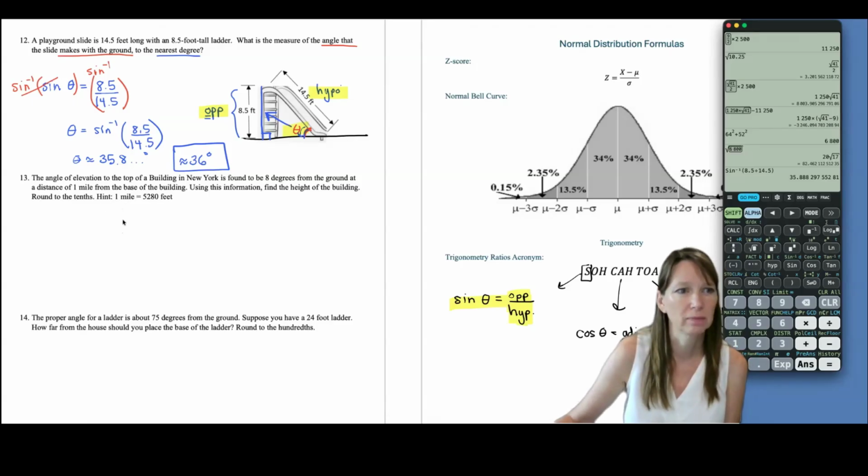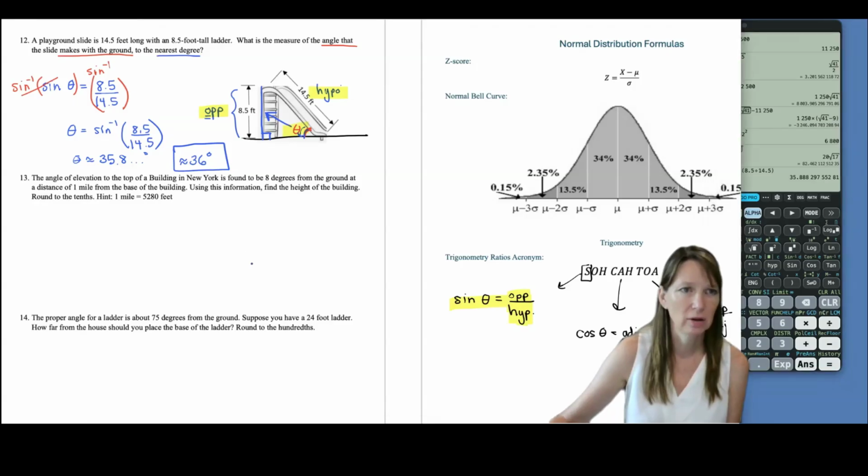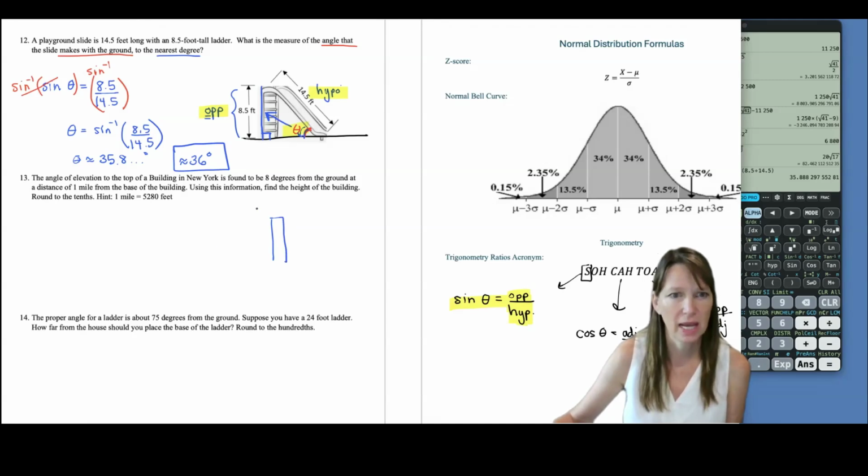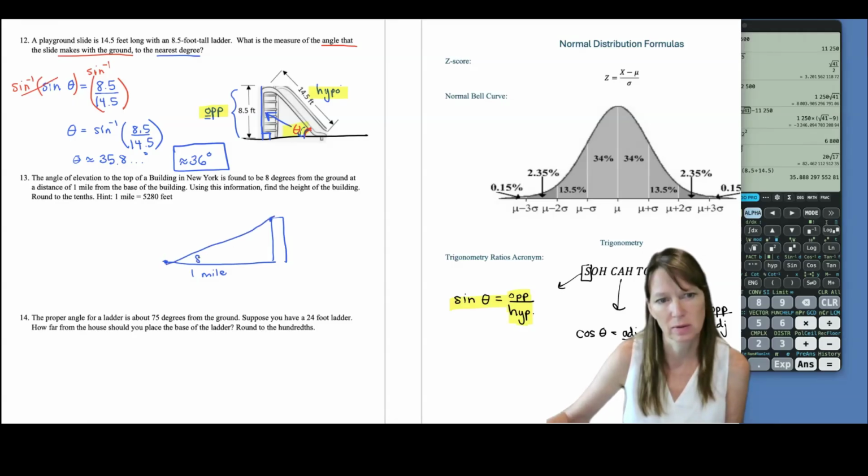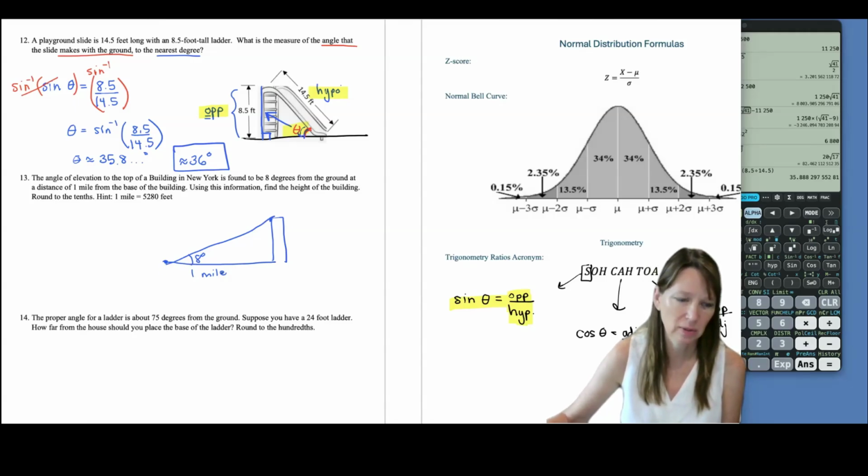Okay, question number 13. The angle of elevation to the top of a building in New York is found to be 8 degrees from the ground at a distance of 1 mile from the base of the building. So let's draw out this situation. I've got a building in New York, and then 8 degrees from the ground. So don't draw it from up here. And we don't go this way, right? From the ground at a distance of 1 mile. So you're a mile away. And then from the ground, I'm going up 8 degrees. So this inside bottom left angle is going to be 8 degrees.